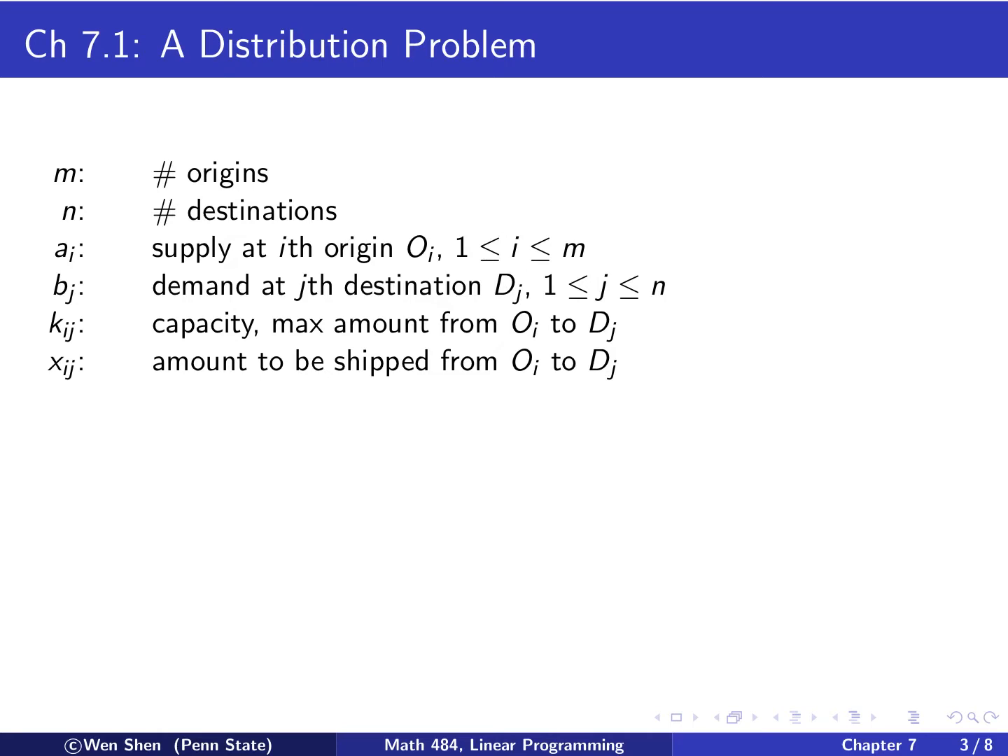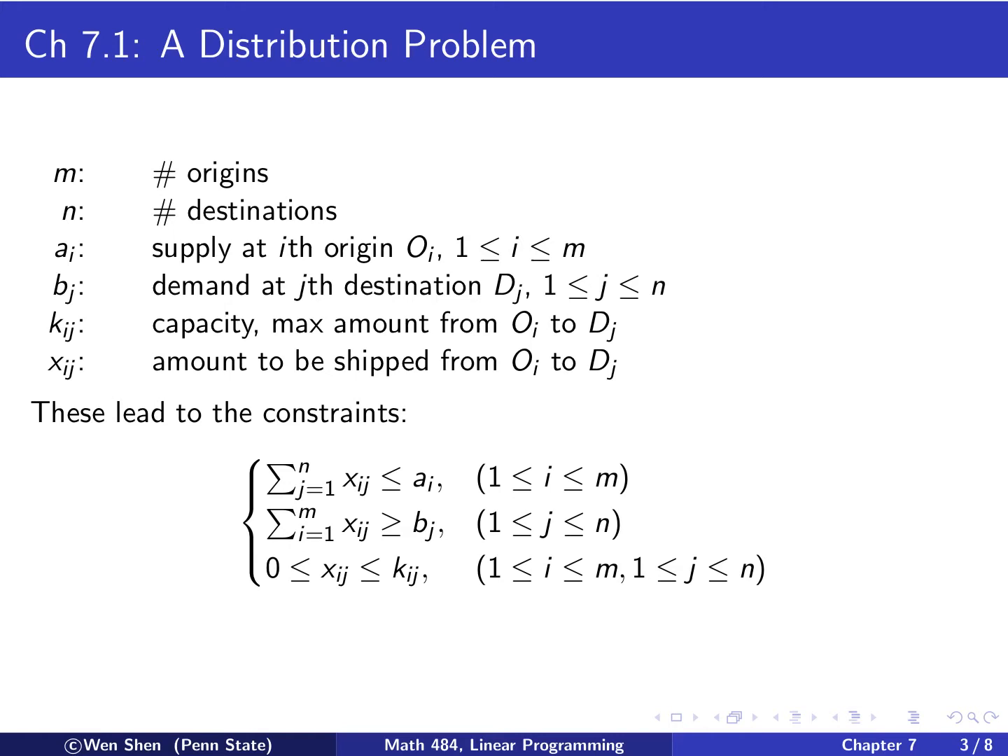Furthermore, it is also given a number k with the double index ij. This is the capacity, that means the maximum amount that you can distribute from O_i to D_j. Therefore it carries the double index ij. For the problem, we now define the variable x with index ij, which is the amount that will be shipped from O_i to D_j.